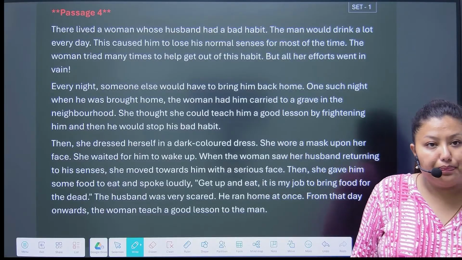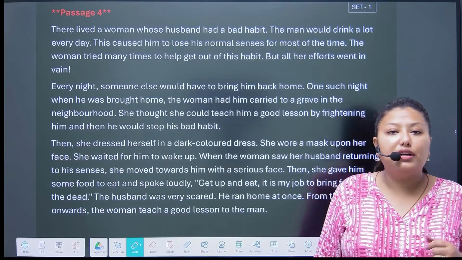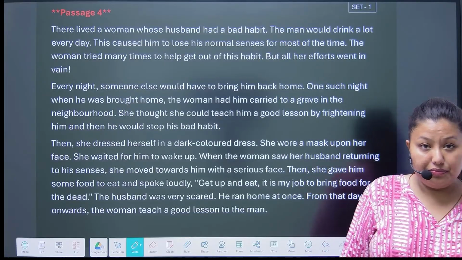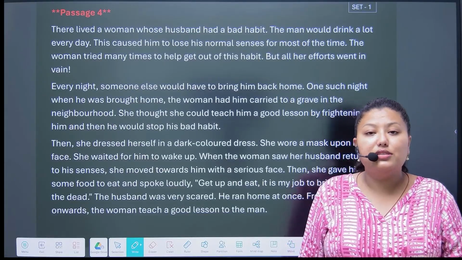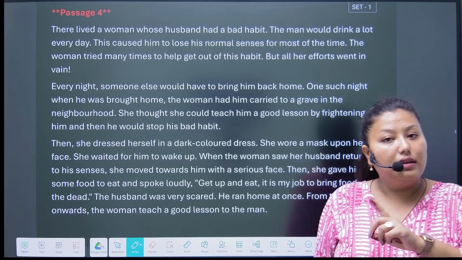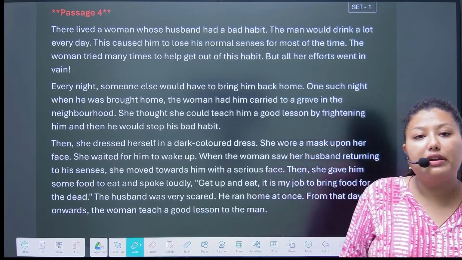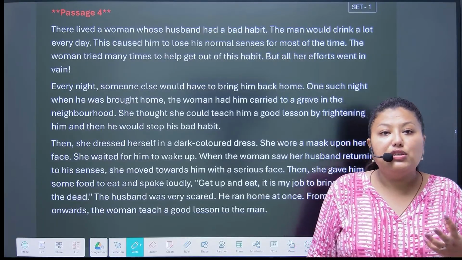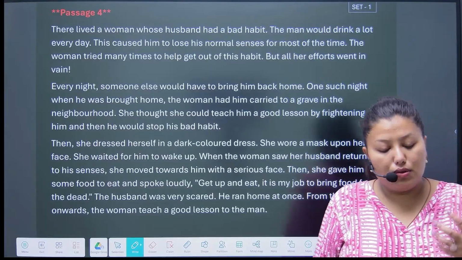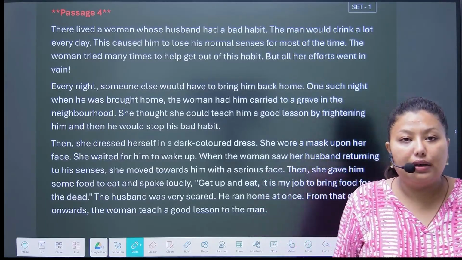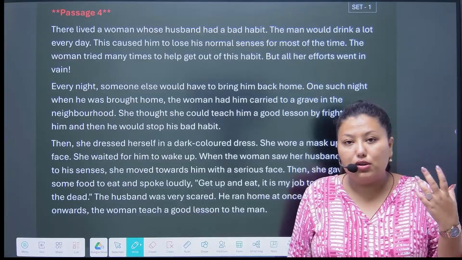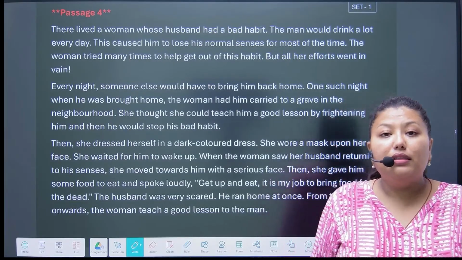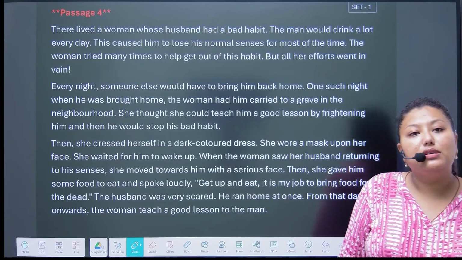Then she dressed herself in a dark colored dress. She wore a mask over her face. She waited for him to wake up, because he was not in his senses.